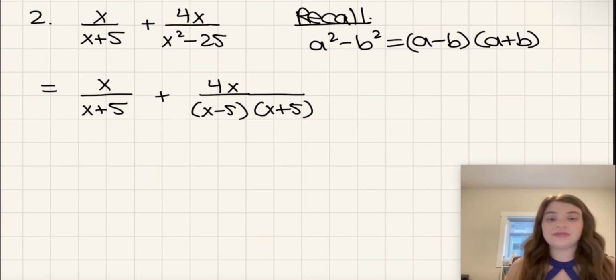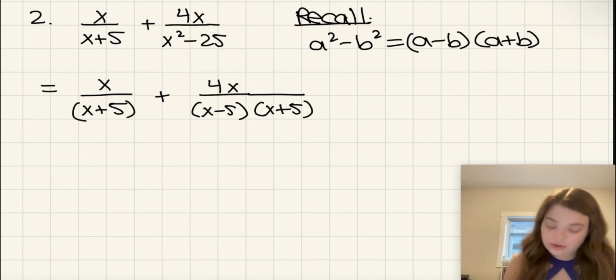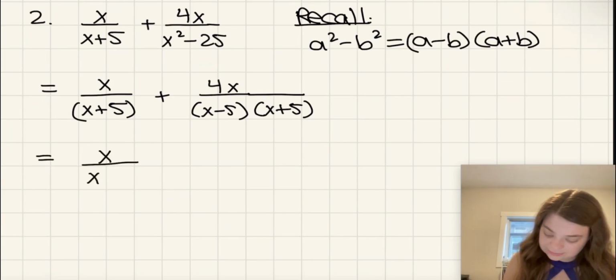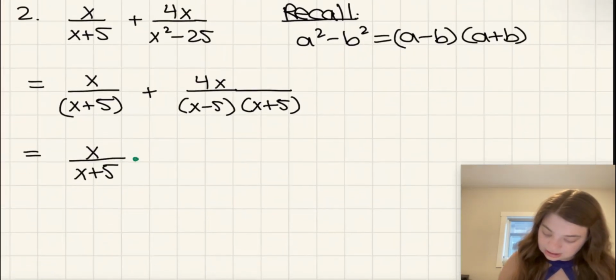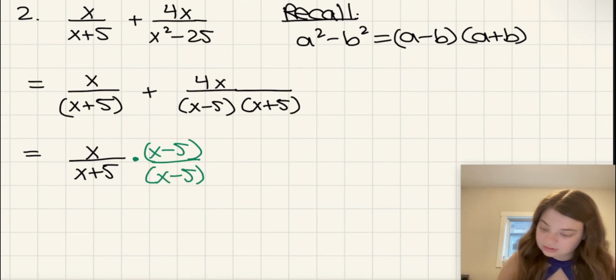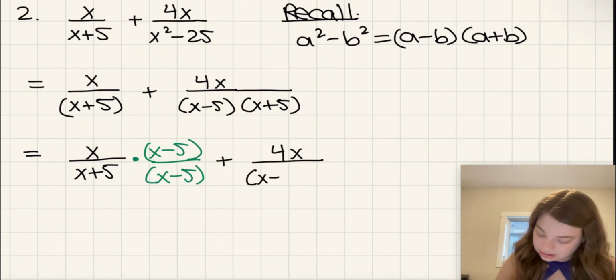So all we have to do to get the denominators to be the same is multiply the first fraction top and bottom by x minus 5, because we already have the x plus 5. That's already good to go. We just need the x minus 5 to get them to be the same. So in my next step, I'll write x over x plus 5, and then times x minus 5 over x minus 5. And then over here we have plus 4x over x minus 5 times x plus 5.